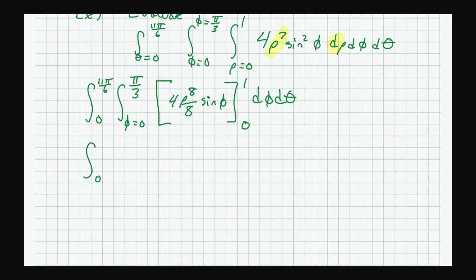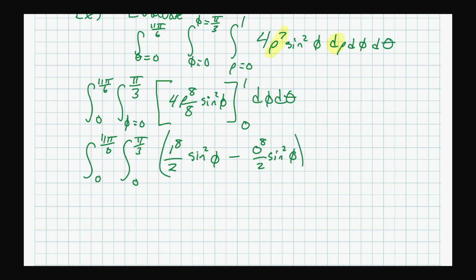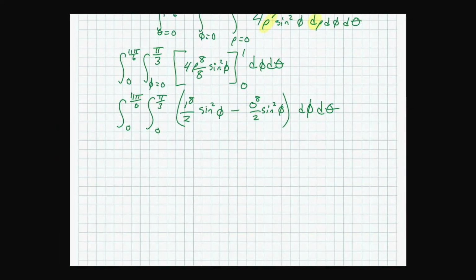So integral 0 to 11 pi over 6, 0 to pi over 3. Of course, this is 4 over 8, so that's actually just 1/2, or rho to the eighth over 2. We're putting in a 1, so that would be 1 to the 8th over 2 sine squared phi, minus 0 to the 8th over 2 sine squared phi, d phi, d theta. So when you work this out, of course, we're doing it by hand now.